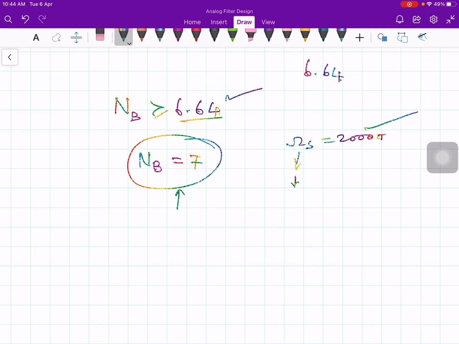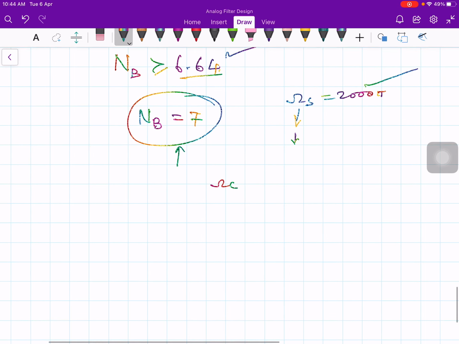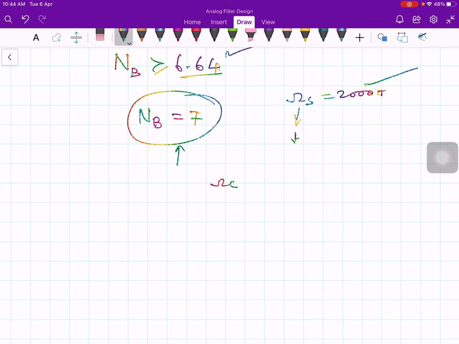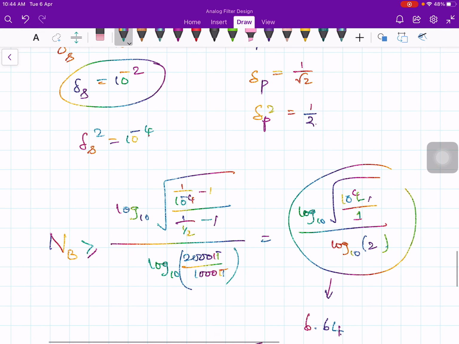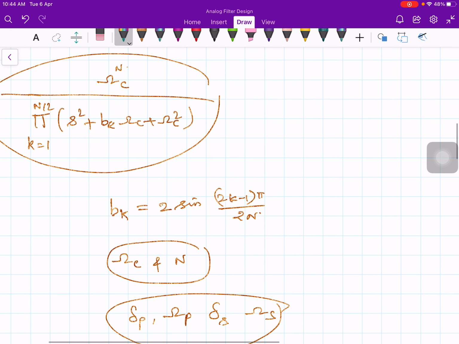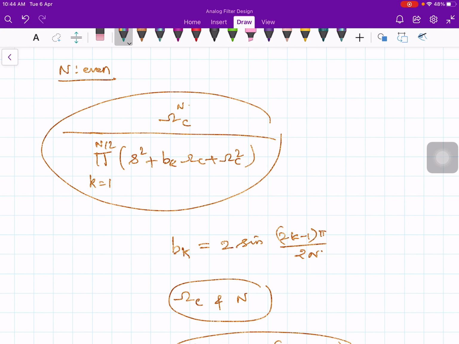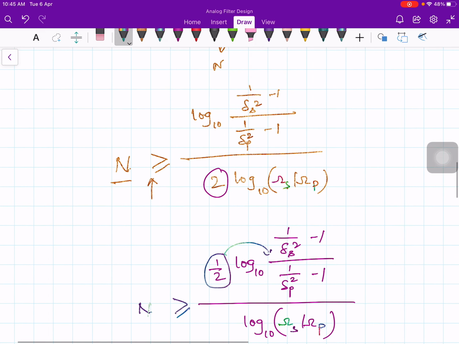Okay, otherwise if omega C was not given, then what would we have done? First we would find omega C. Okay, so why do you find omega C? What is the need? Because if you look at the transfer function, it is expressed in terms of omega C. Therefore we need to find out omega C and NB. These two are needed to write down the transfer function.